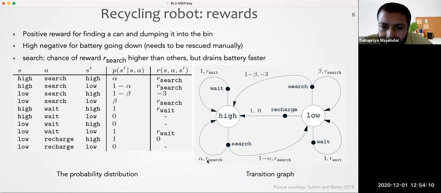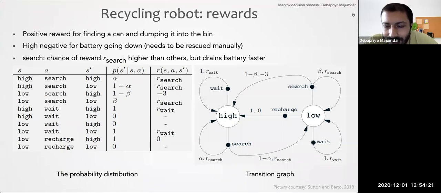You expected reward is search, but you remain at high. With probability 1 minus alpha, you go to low. Okay, so I leave you at this. This is what a transition graph of an MDP is. I believe this should be easy to comprehend.